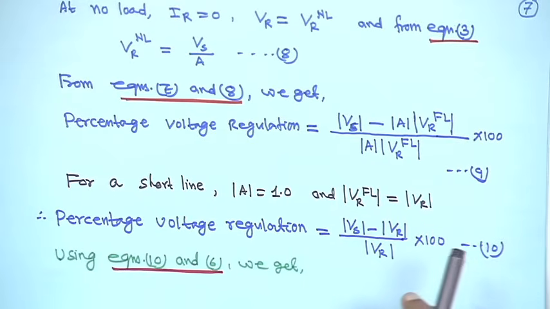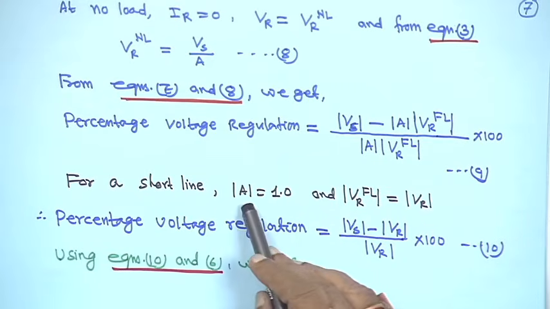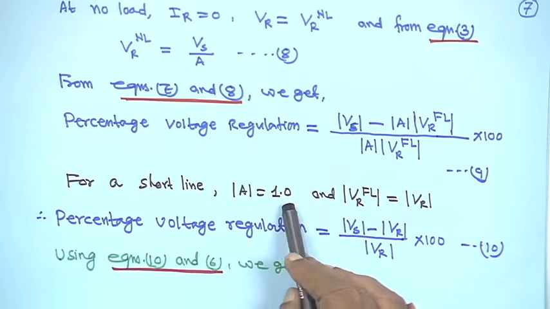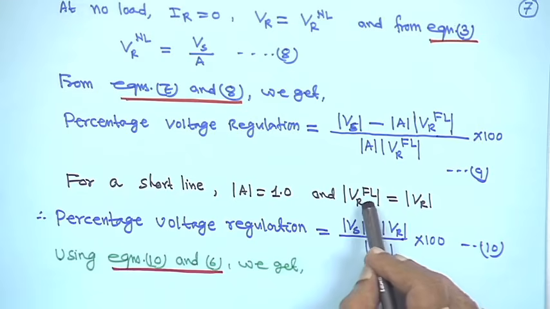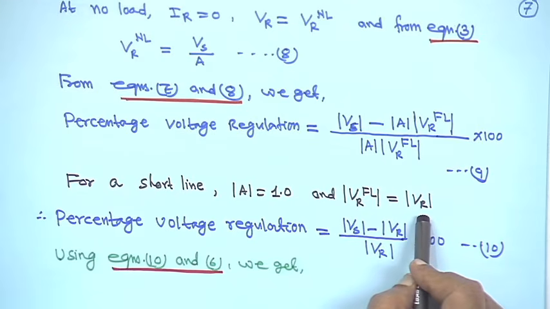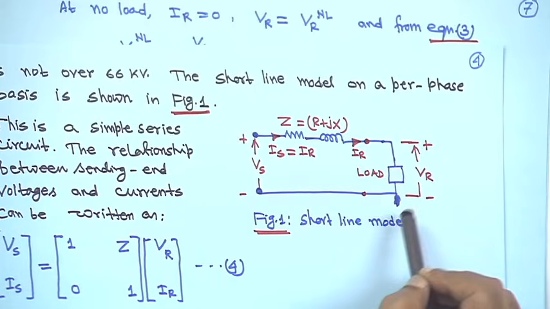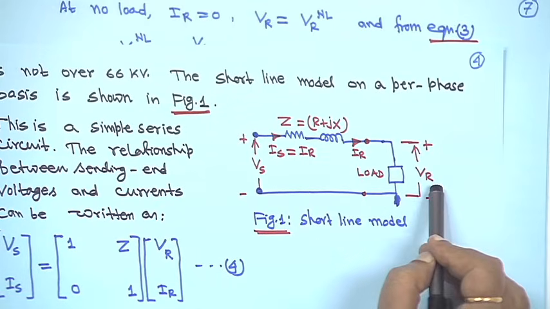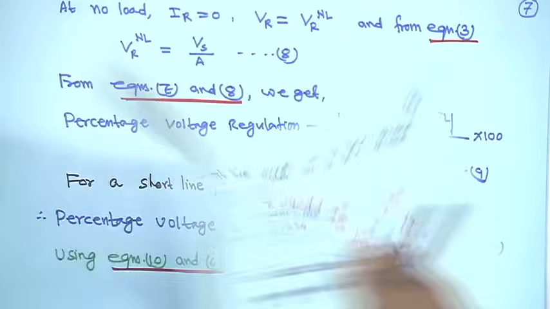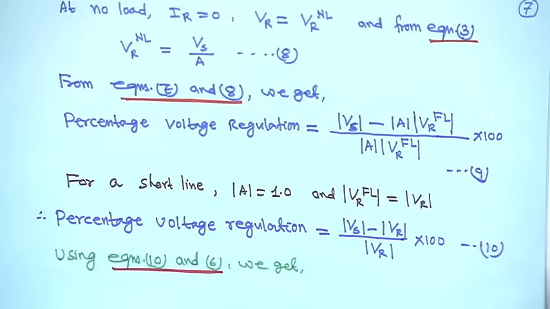Now, for a short line we have seen that A is equal to 1. So, mod A is equal to 1, and for a short line VR full load is equal to VR. In this diagram for a short line, your VR full load is equal to VR. So, percentage voltage regulation can be written as Vs minus VR upon VR, all magnitudes, into 100. So, this is equation 10.